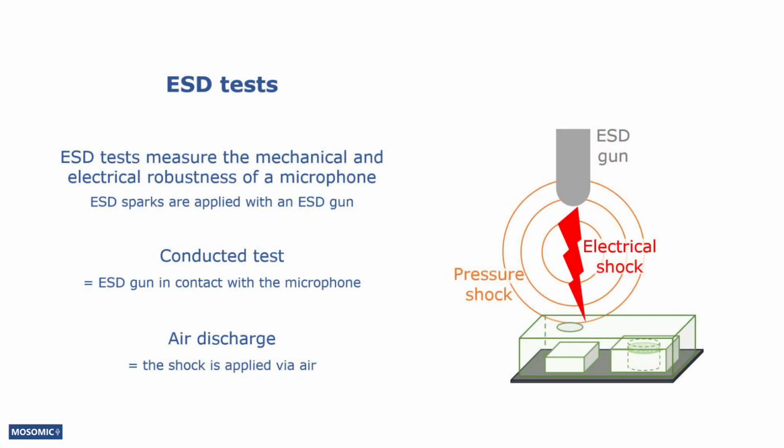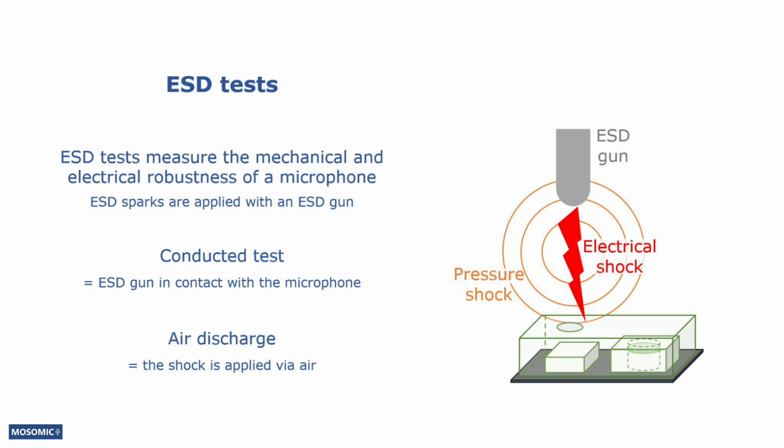ESD tests are used to test the mechanical and electrical robustnesses of MEMS microphones. Like I said in episode 9, the tests can be done in a few different ways based on international standards. ESD tests are done by subjecting the microphone to an ESD spark with the help of an ESD gun designed for this kind of testing.